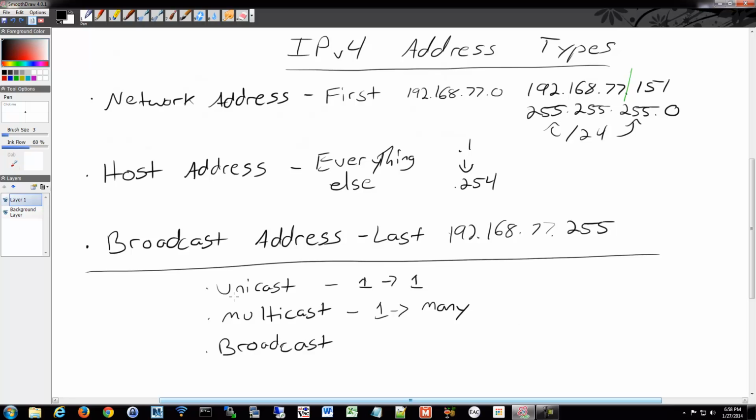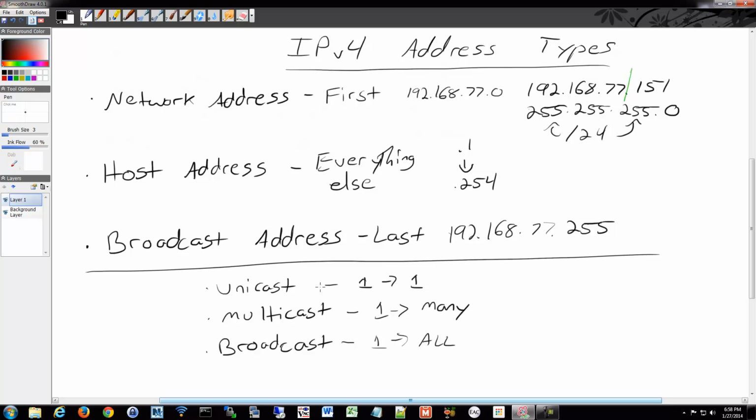And then additionally, we have broadcast, which gets sent from one to all. So the broadcast address is an address, as we mentioned up here. It gets sent to everybody, and then everybody processes that traffic. So you might be looking for a MAC address or something, you might be looking for a DHCP server or something like that. And we can have broadcasts.